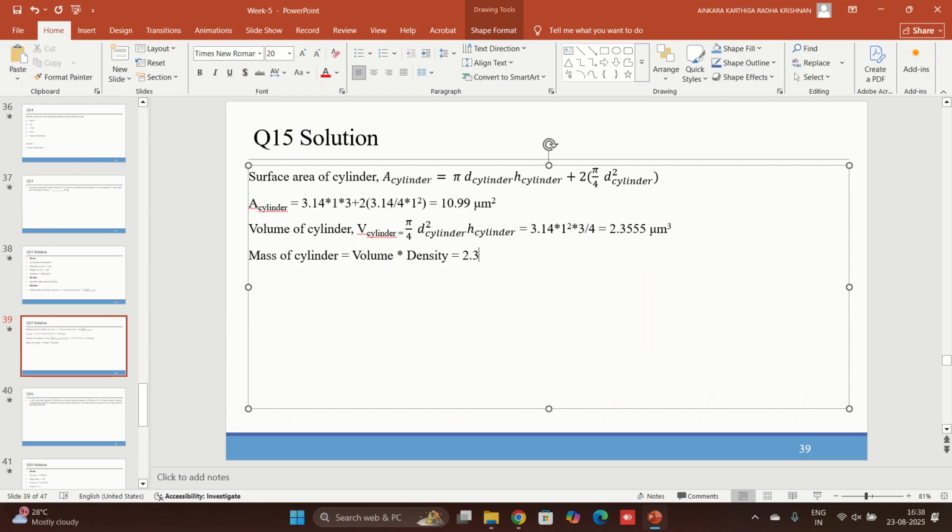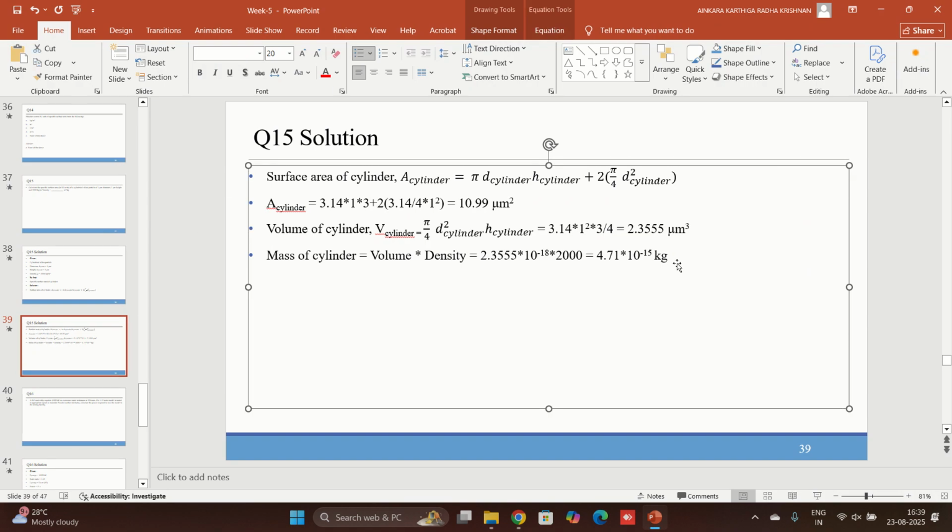So volume is 2.355 into 10 power minus 18 into 2000 kg per meter cube. So that gives us 4.71 into 10 power minus 15. It is in kg. So mass is equal to volume into density. So that gives us this.